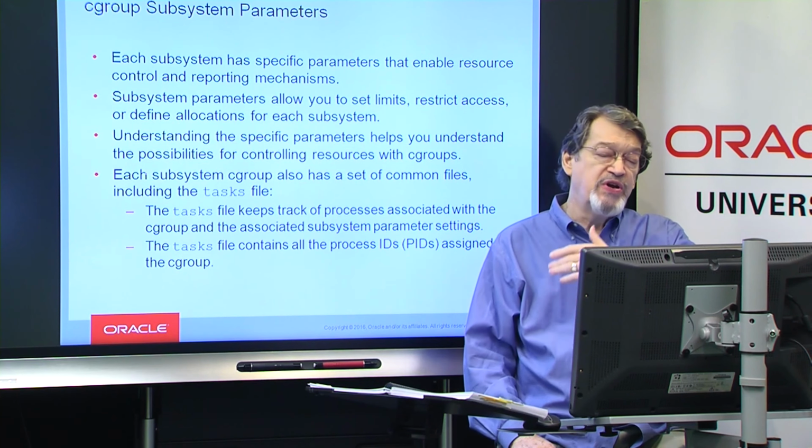Subsystem parameters allow you to set those limits, restrict that access, or define allocations. What cores do you get? Understanding the specific parameters helps you to understand the possibilities. And I would tell you, you may have to do some experimentation to get everything figured out.